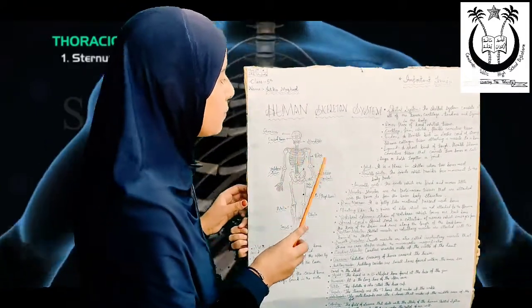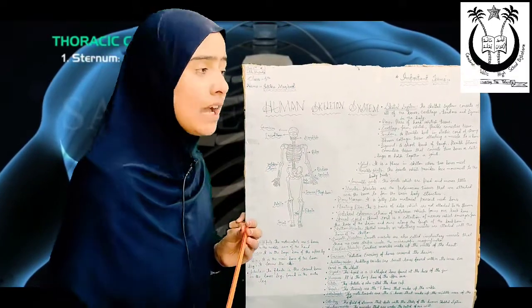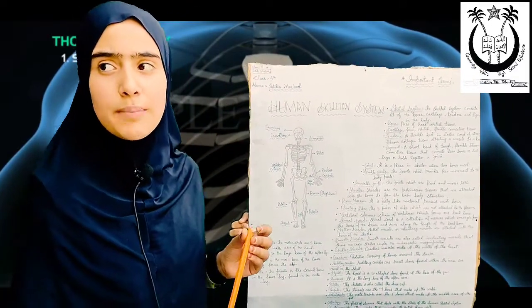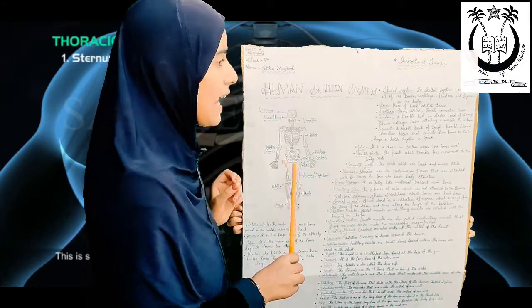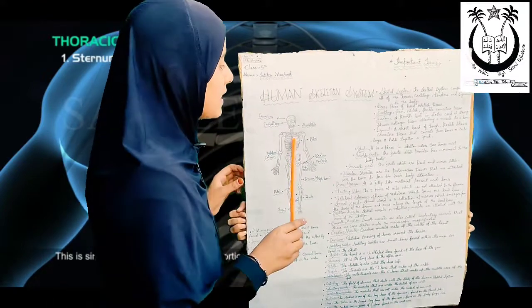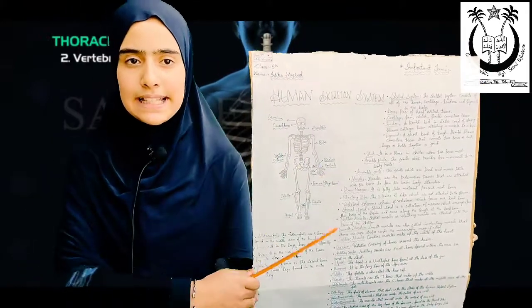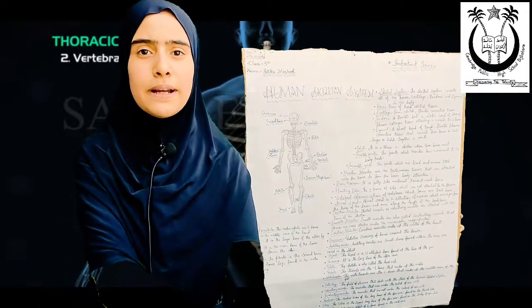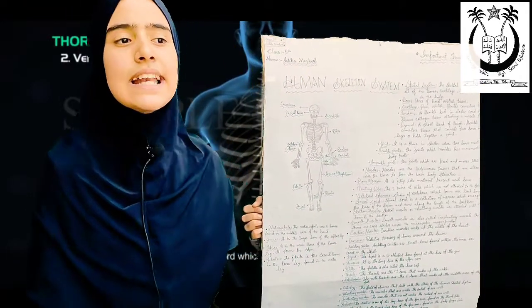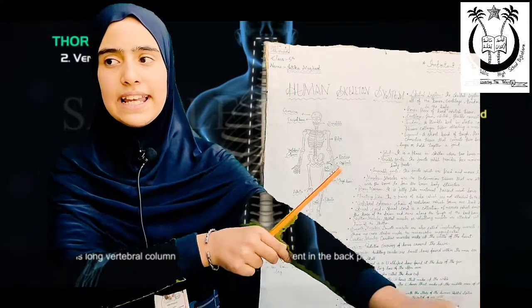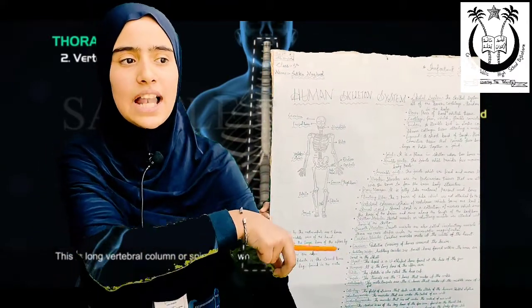Now let's learn about the two pairs of limbs. One pair of limbs is called the forelimbs or arms, and another pair is called the hind limbs or legs. Now let's learn about the forelimbs or arms. The upper part of the arm contains a single bone called the humerus, and the lower part contains two bones called the radius and ulna. The thumb side bone is called the radius, and the little finger side bone is called the ulna.